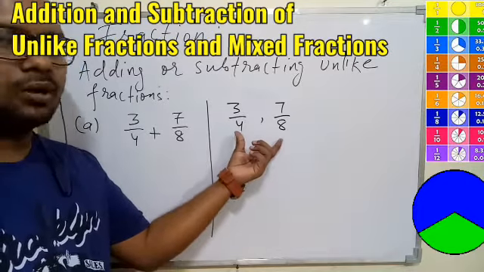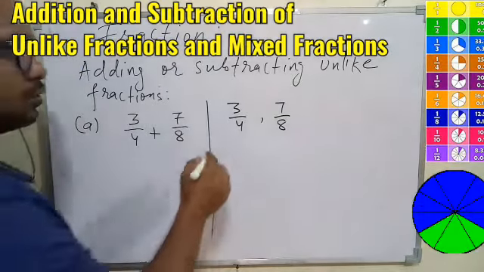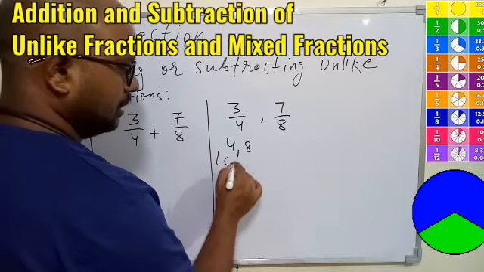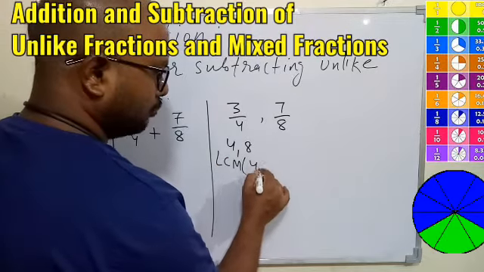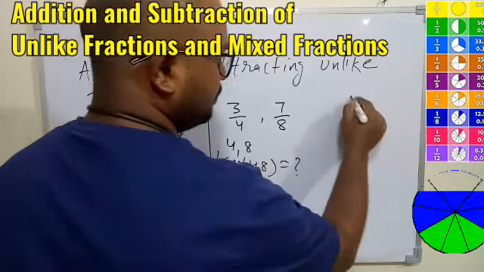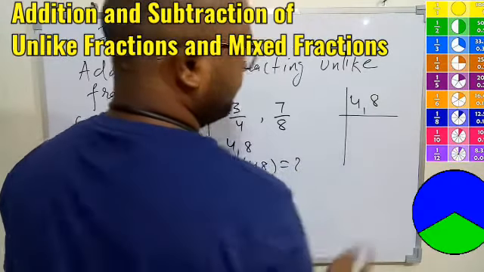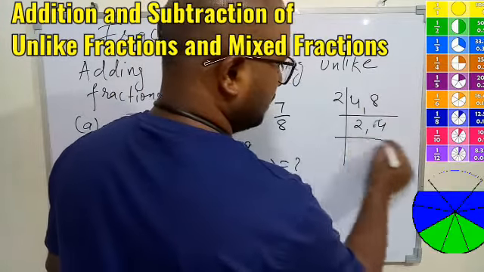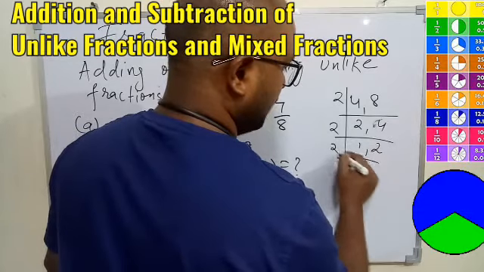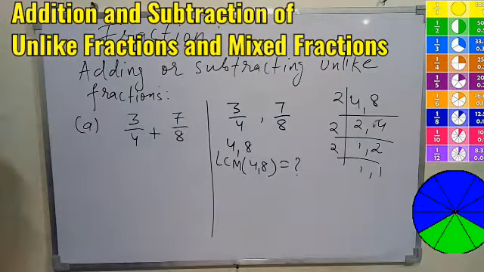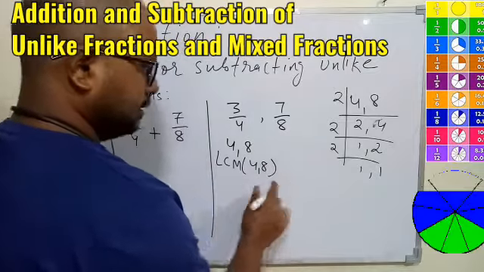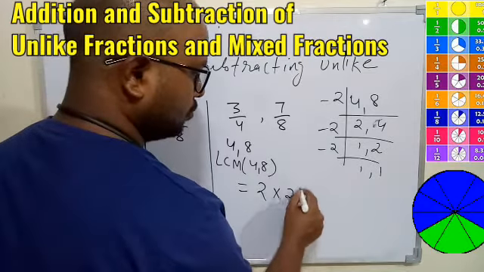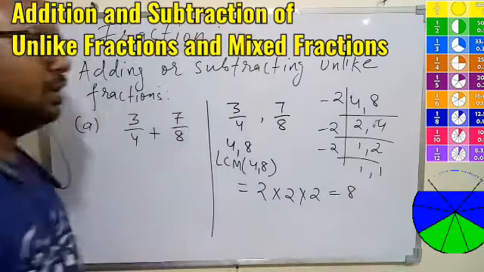We always find the LCM of the denominators of both the fractions. So here we will find the LCM of 4 and 8, and we can do it by the long division method. So 2, 4, then 2, 2, and 1 and 1. So the LCM of 4 and 8 will be 2 into 2 into 2 into 1, so that will be 2 into 2 into 2 only. That is how much? 8.